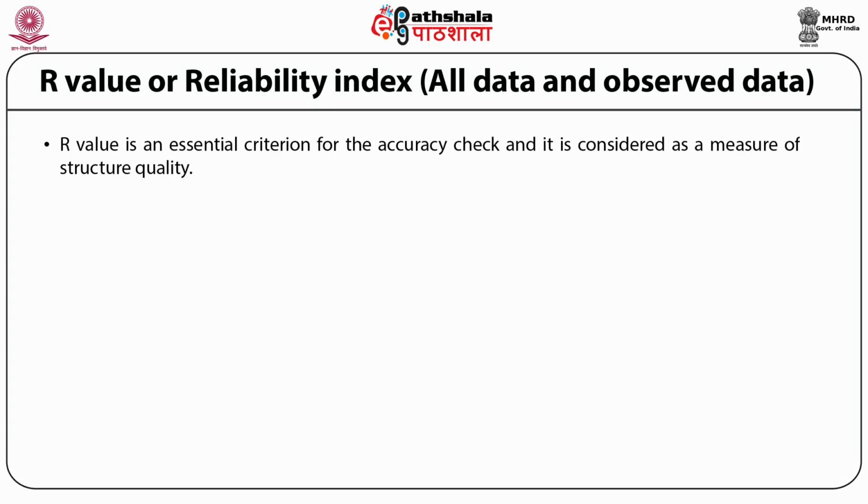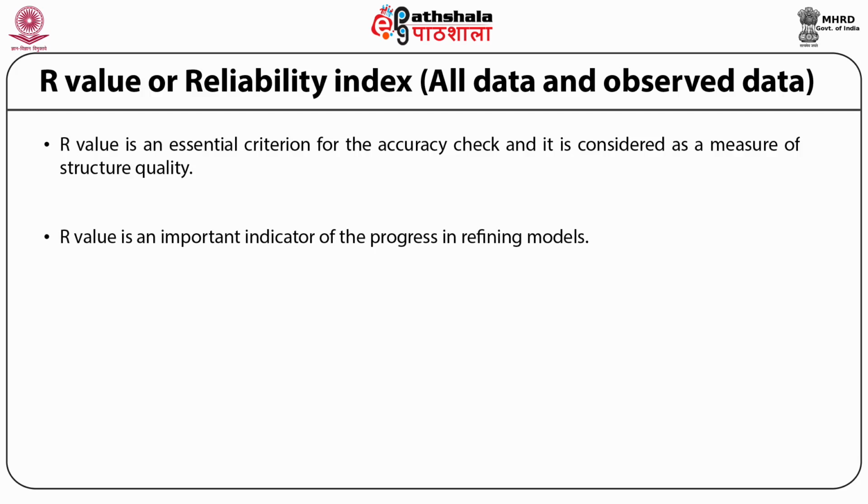R value or reliability index is one of the important parameters. It is an essential criterion to check the accuracy and it is also a measure of the structure quality. In other words, one can say that it is a measure of agreement between the amplitudes of structure factors that are calculated from the model and those from the X-ray diffraction data, by taking a square root of the intensity. It is an important indicator to check the progress in refining the models. Lower the R value, better is the model that is proposed.